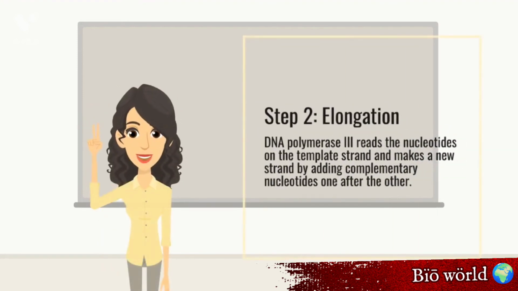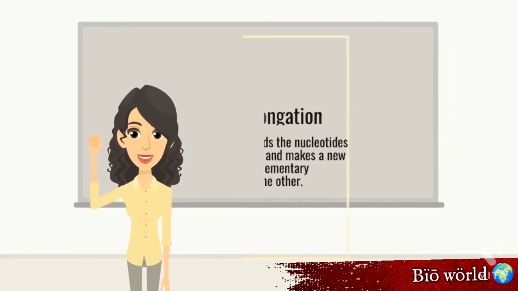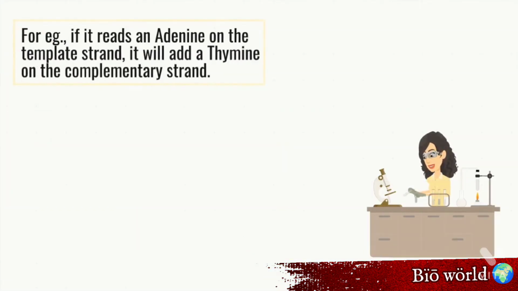Step 2. Elongation. DNA polymerase 3 reads the nucleotides on the template strand and makes a new strand by adding complementary nucleotides one after the other. For example, if it reads an adenine on the template strand, it will add a thymine on the complementary strand.